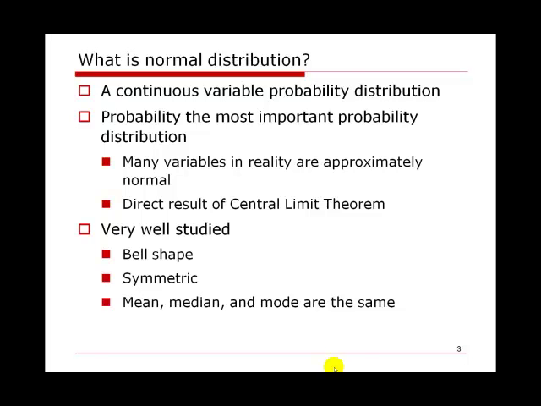It doesn't matter if it is a confidence interval, a hypothesis test, or an ANOVA test. All these things actually are based on the central limit theory and normal distribution. That is why the normal distribution is the most important probability distribution.